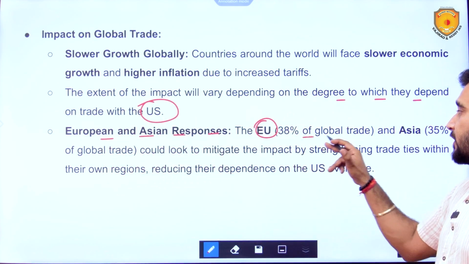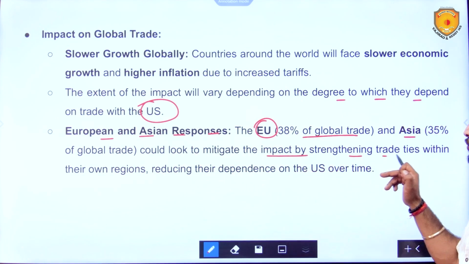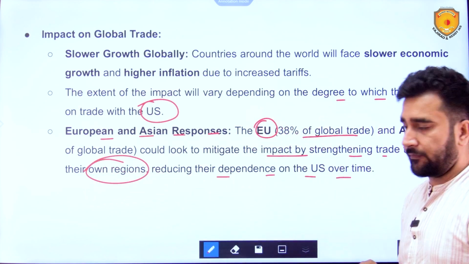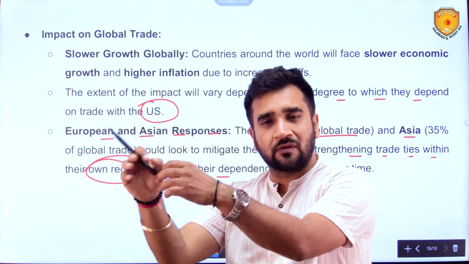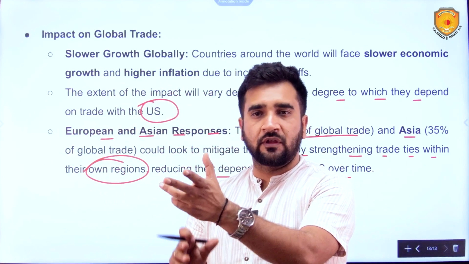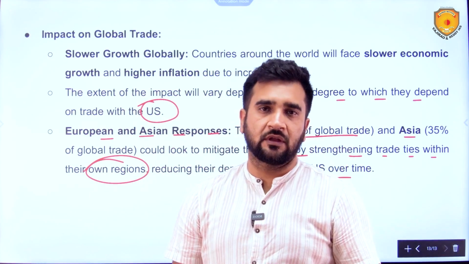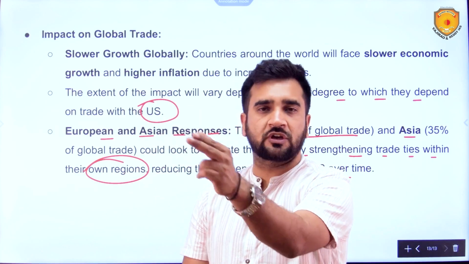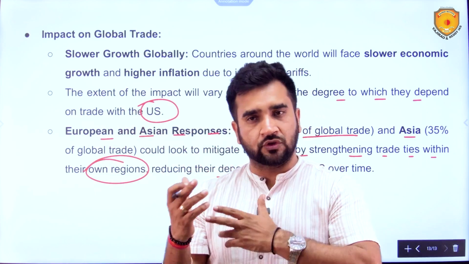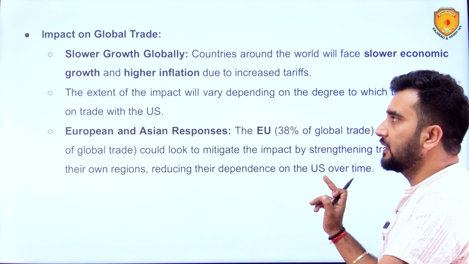EU, 30% of global trade, and Asia, 35% of the global trade, could look to mitigate the impact by strengthening trade ties within their own regions, reducing their dependence on the US over time. So what we can do is sideline the US. Keep raising tariffs, whatever you want to do, whatever economic losses or trade losses we are going to have with you, we are going to compensate among ourselves. We are going to increase trade among ourselves because they are also reducing their dependence. EU is also reducing their dependence on USA. We are also reducing, but somewhere that vacuum has to be filled by someone. So let's fill this vacuum for each other. This is a perspective that can be seen.